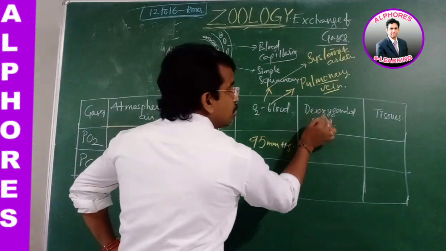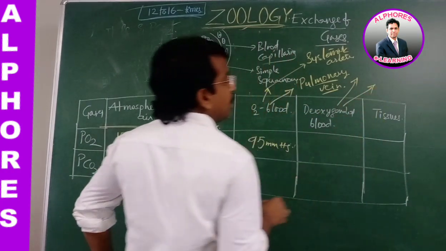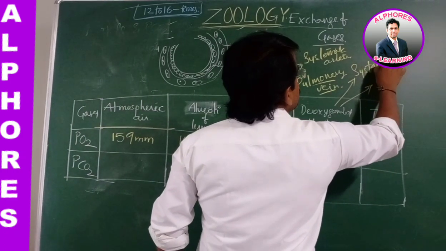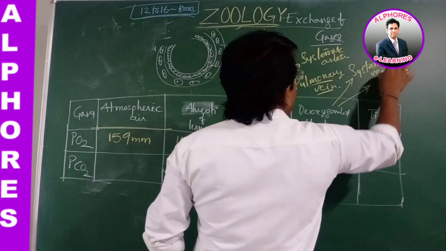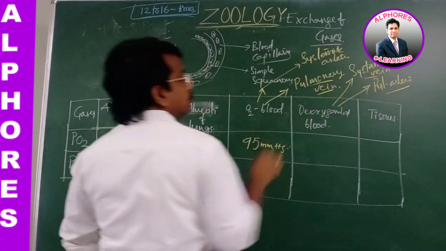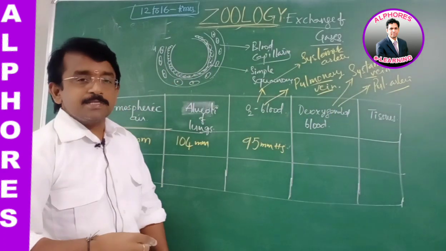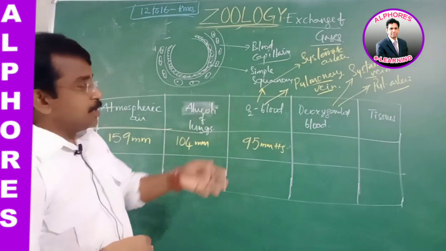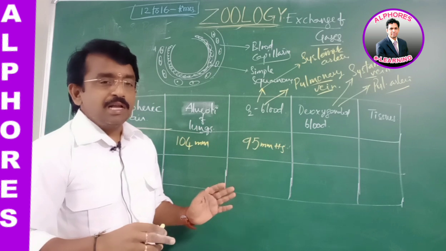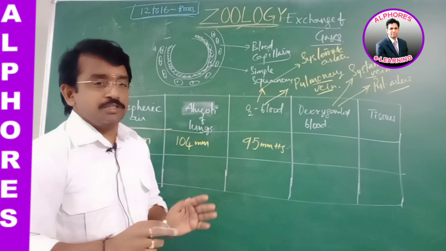Next, deoxygenated blood is carried by the systemic vein and the pulmonary artery. Here there is a point where students get misguided: artery and vein do not mean oxygenated blood carrying and deoxygenated blood carrying.